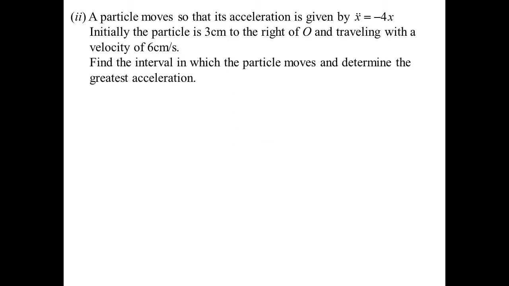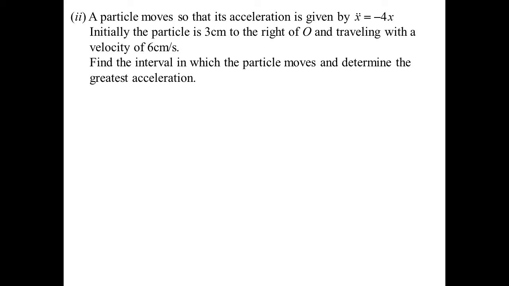This time we're starting from the other end. They've given us acceleration is minus 4x and some initial conditions. Initially 3 centimeters to the right, and it's traveling with a velocity. So hang on, that means I'm not starting at the center of motion maybe? Because the center of motion would be 0, and we're starting 3 centimeters to the right of the origin. And it's got a velocity of 6, so I can't be starting out at the amplitude either. Let's investigate what happens here.